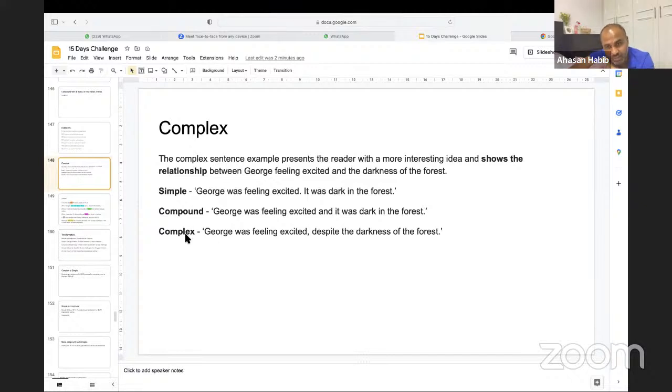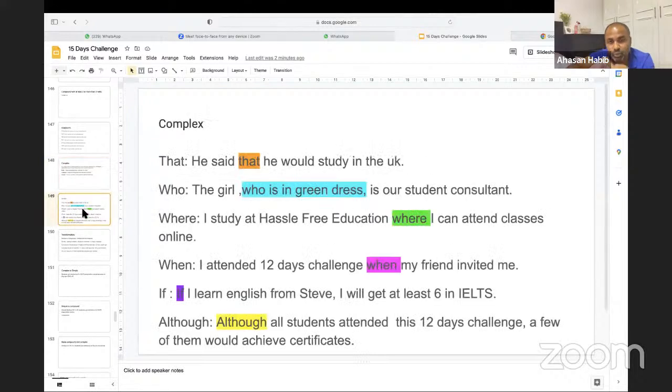Now let's talk about the complex sentence. George was feeling excited despite the darkness of the forest. So when we see these particular things, I'm going to share a bit more so that you can understand. Now, to understand the complex sentence, here you go, more examples.